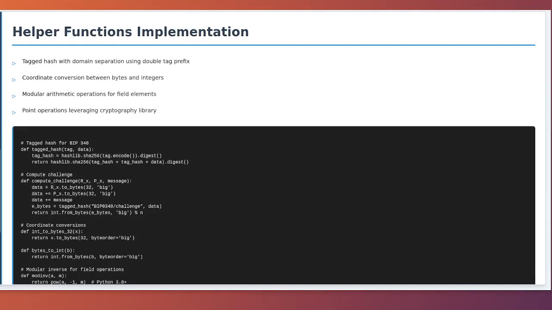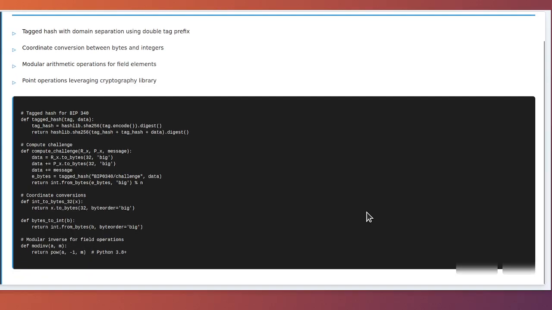Helper functions implementation. To build a complete Schnorr signature implementation, we need several helper functions that handle the low-level cryptographic operations. These helpers include functions for elliptic curve point operations, coordinate conversions, modular arithmetic, and hash computations. While many of these operations are available in cryptographic libraries, understanding how to implement them is valuable for debugging, optimization, and ensuring correctness. Let's walk through the key helper functions we need.